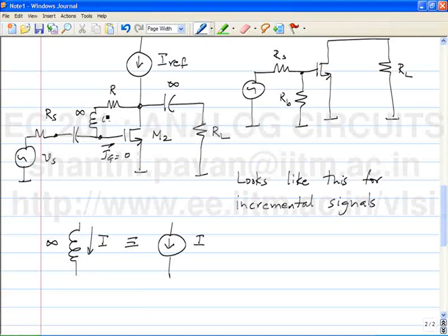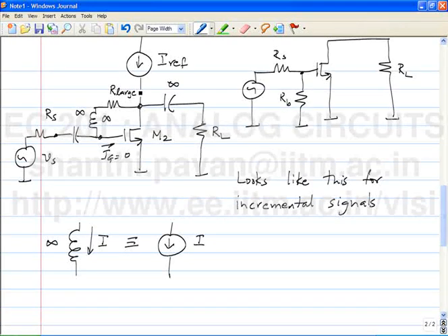No current flows through the inductor, everything remains the same. Okay. Now let me make this a very, very large resistor. Does something change? There is no change. Why? Because there is no current through the inductor, it is an open circuit.